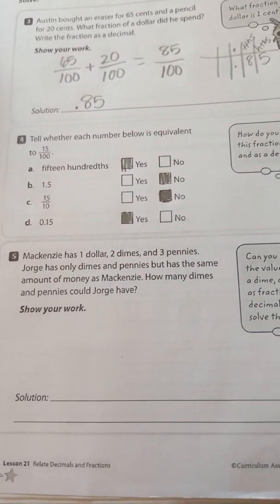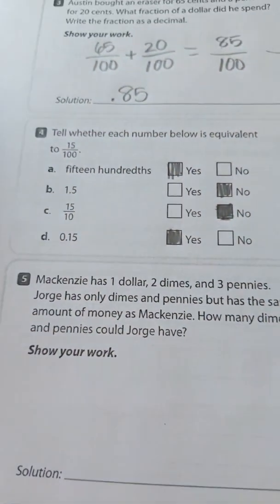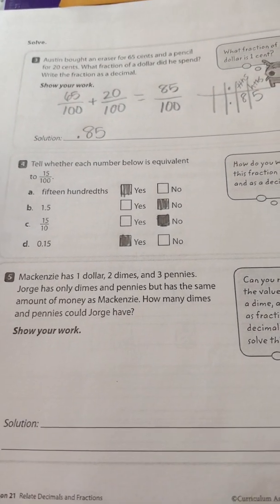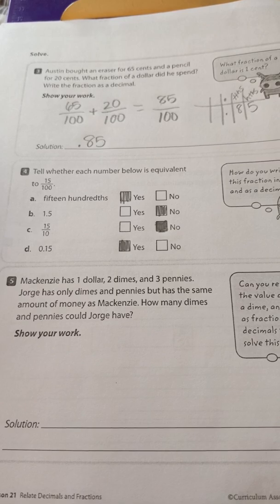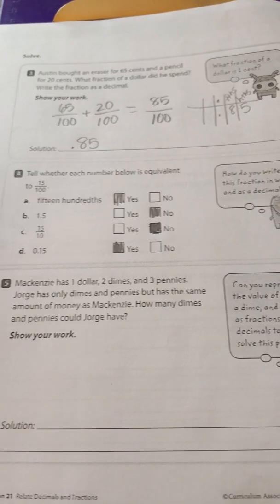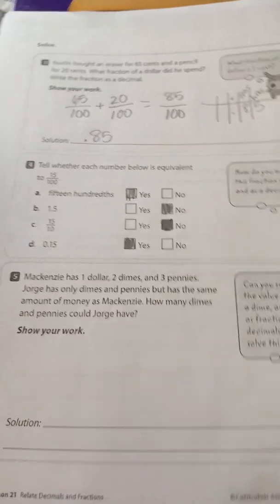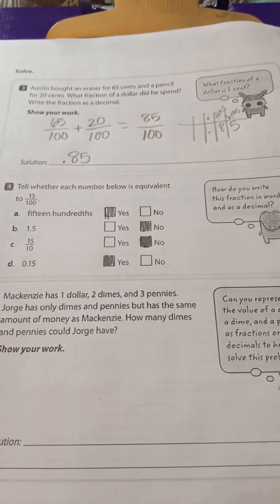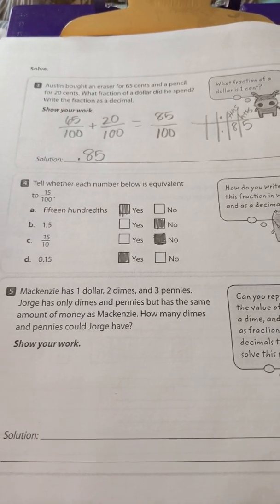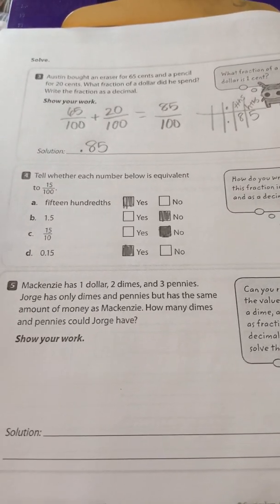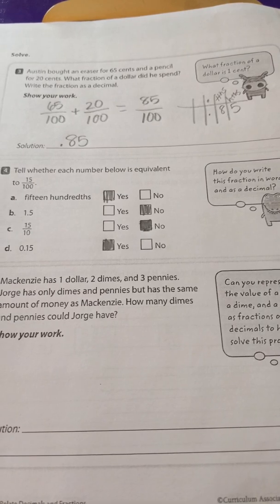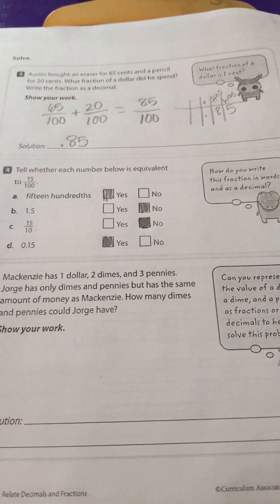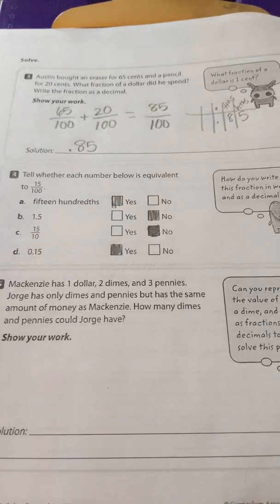All right, and our last problem, number 5. Mackenzie has $1, 2 dimes, and 3 pennies. George has only dimes and pennies, but has the same amount of money as Mackenzie. How many dimes and pennies could George have? Could means there is more than one answer for this. Do not panic if you do not get the same answer as I do. If you are pausing and doing these problems yourself and then seeing if they're correct and you don't get the same answer I do, it's okay. There's a couple possibilities here.